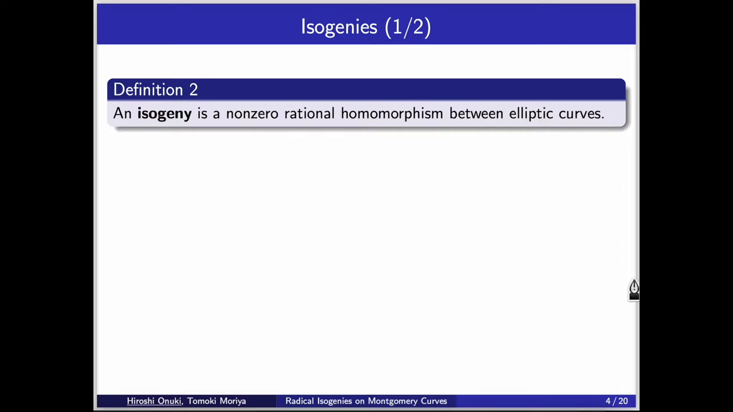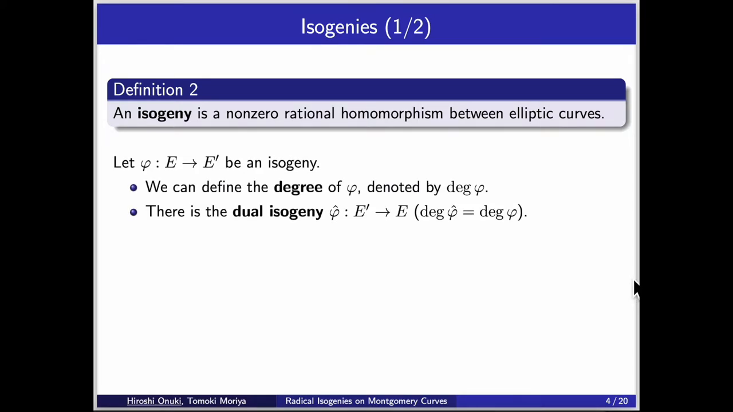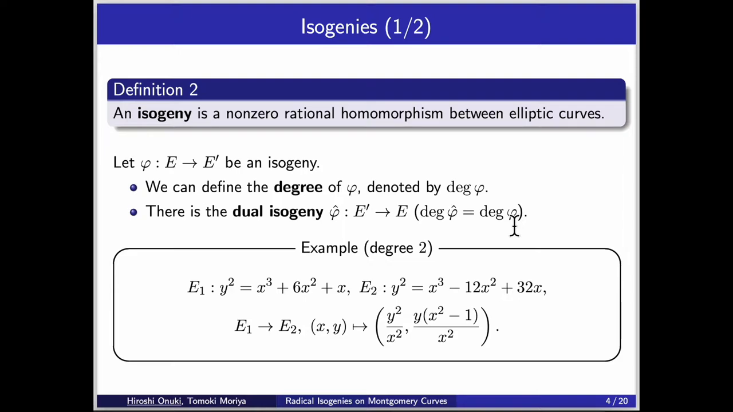An isogeny is a non-zero rational homomorphism between elliptic curves. Let phi be an isogeny from E to E prime. Then we can define the degree of phi and denote it by deg phi. There is an isogeny in the inverse direction called the dual isogeny. The dual isogeny of phi is denoted by phi hat. Phi hat is a map from E prime to E, and the degree of phi hat is the same as that of phi. Here is an example of an isogeny of degree 2.